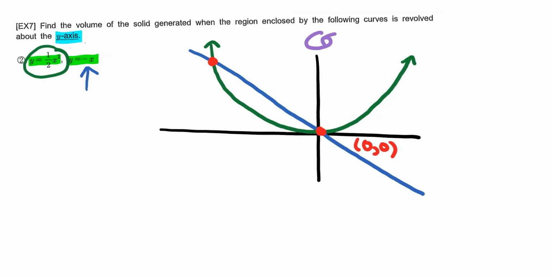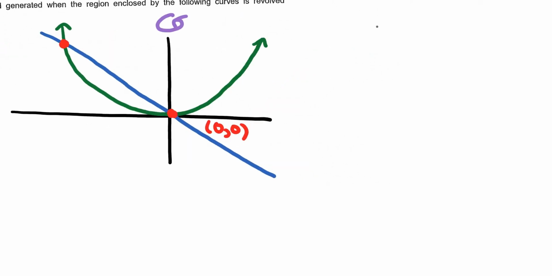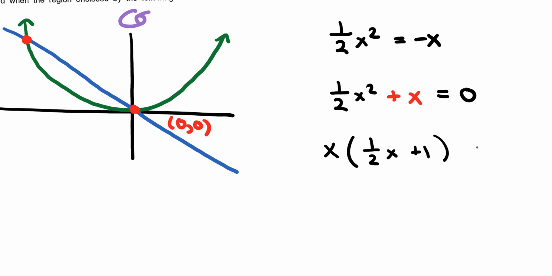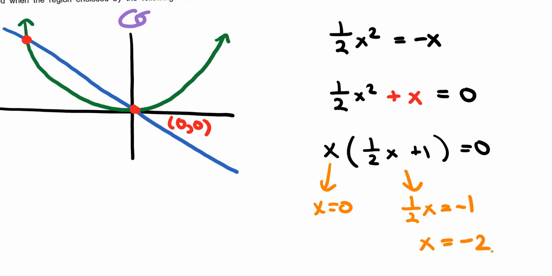So in order to do that, I need to make the equations equal to each other. So that's going to be 1/2 x squared equals negative x. And I'm going to bring the negative x to the other side and make it positive. So 1/2 x squared plus x equals 0. And then I can factor out the x, and that gives me x times (1/2 x plus 1) equals 0. And then this here is going to be x equals 0. And this linear equation is going to be 1/2 x equals negative 1. And that means x would equal negative 2 if I multiply both sides of the equation by 2.